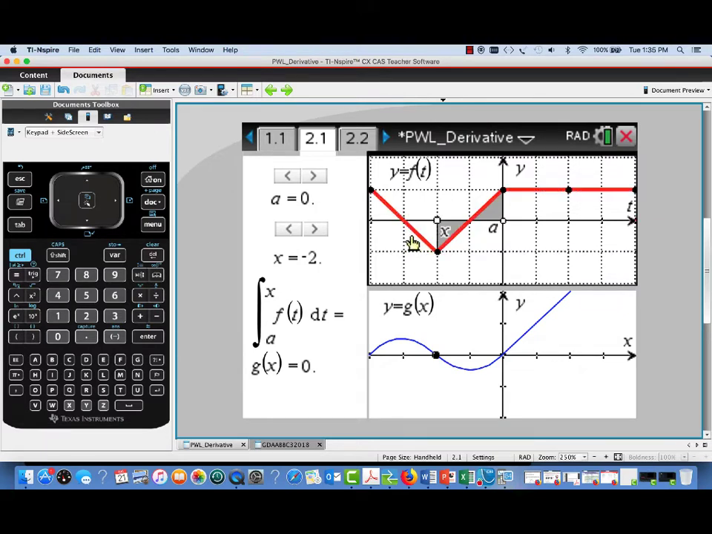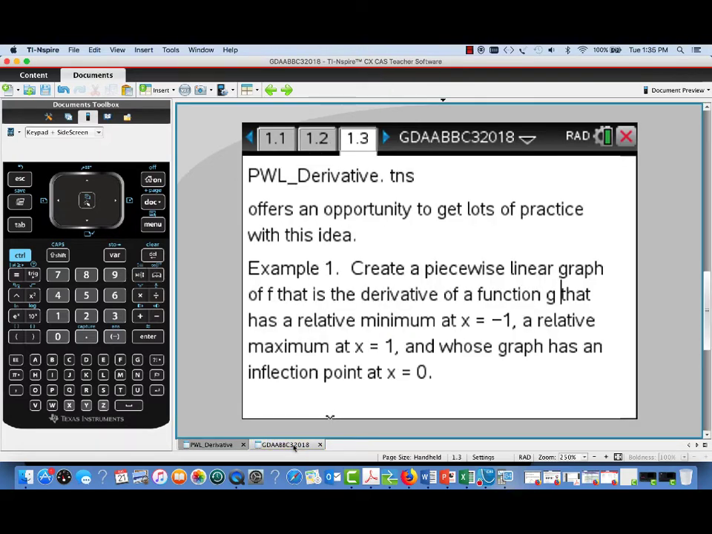Now where the graph of little f changes slope from negative to positive here at x equal -2, that's going to correspond to a change in the sign of the second derivative of g, which means we have a change of concavity and an inflection point there. Now, keeping those kinds of ideas in mind, let's go back to our task.